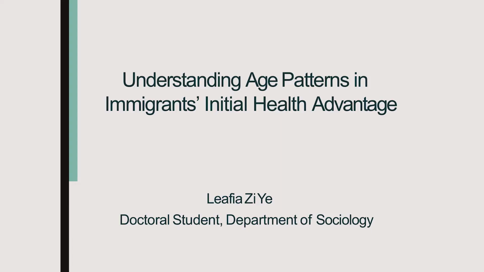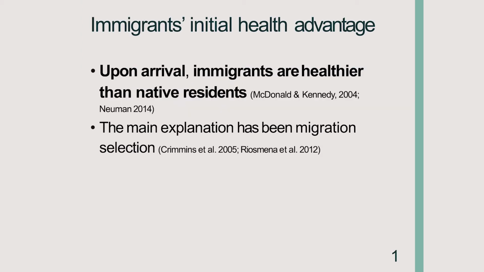This paper is titled Understanding Age Patterns in Immigrants' Initial Health Advantage. Immigrants' initial health advantage is this phenomenon that upon arrival, immigrants are healthier than their native-born counterparts. This has been documented on a wide variety of outcomes and across many societies, including the US. There are many explanations for why immigrants may be healthier upon arrival, but one of the main explanations has been migration selection, namely that moving to a different country is a physically taxing process and only those with the most robust health profiles will be able to make the move.